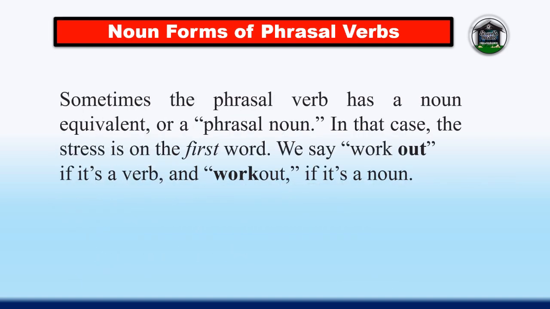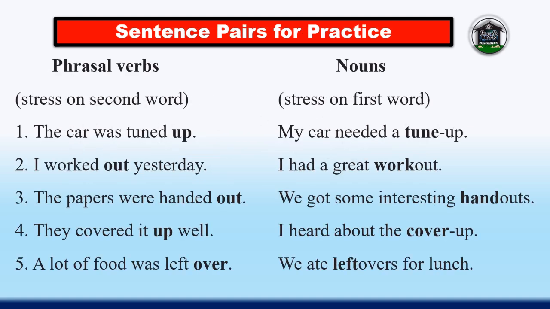Noun forms of phrasal verbs. Sometimes the phrasal verb has a noun equivalent or a phrasal noun. In that case, the stress is on the first word. We say work out if it's a verb and work out if it's a noun. Sentence pairs for practice. First, you will hear the phrasal verb and then the phrasal noun.